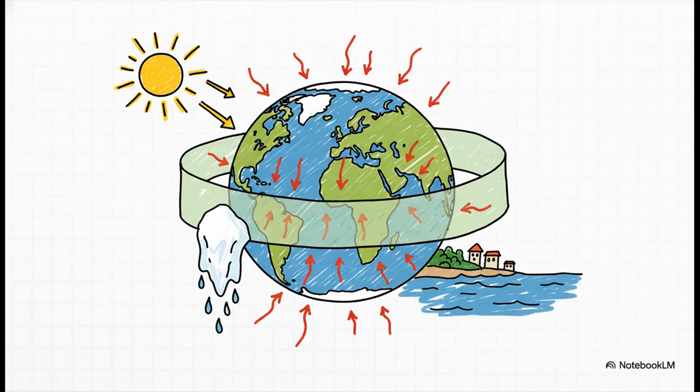And then there's global warming. Emissions of gases like carbon dioxide trap heat in the atmosphere, creating what's known as the greenhouse effect. This is causing a steady rise in global temperatures, which has terrifying consequences, like the melting of polar ice caps and the submersion of coastal areas.